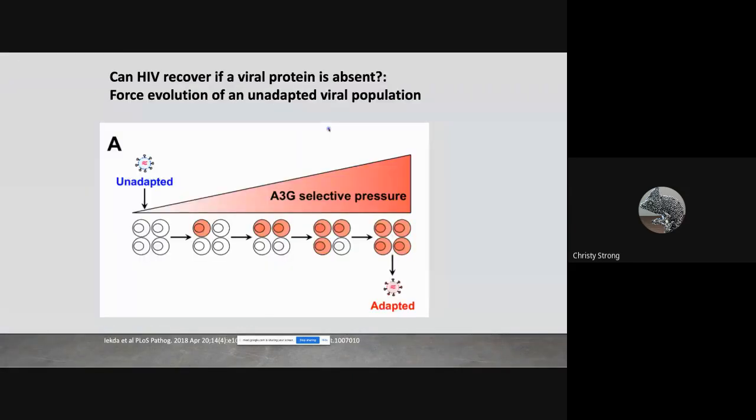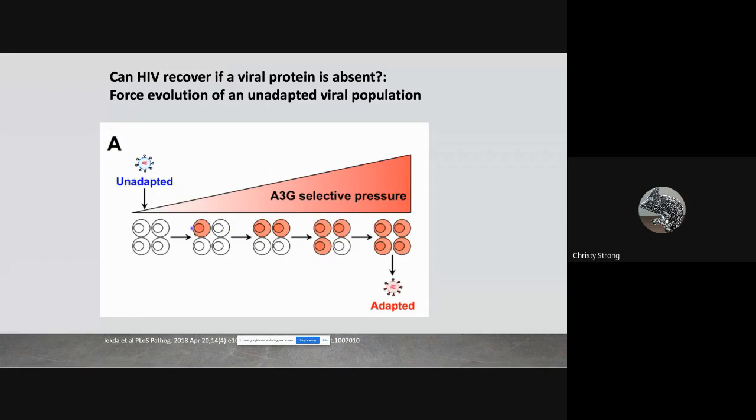So what they did was they created initially a viral population that could not make that Vif protein. It was unable to. They mutated it so it can't. And then they grew it up in cells that did not have any of that APOBEC present. And then they did some selective pressure. So they're forcing evolution in a test tube.